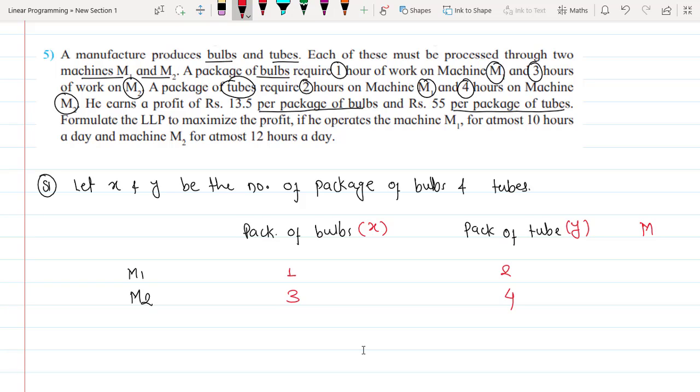So maximum availability you can write here. What does it say about the maximum available? It says he earns 13.5, so this is not the maximum. So where you will get the maximum is here: machine M1 for at most 10 hours and M2 is 12 hours. So it is 10 and it is 12.